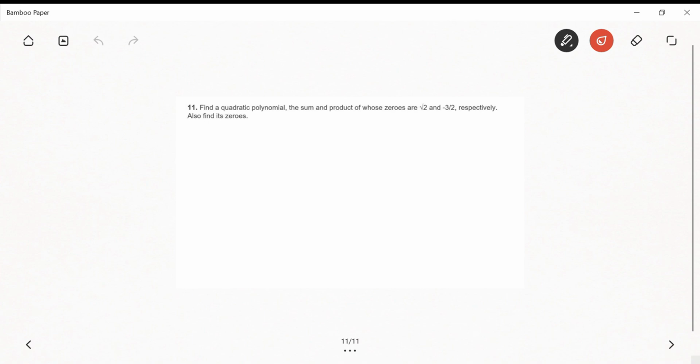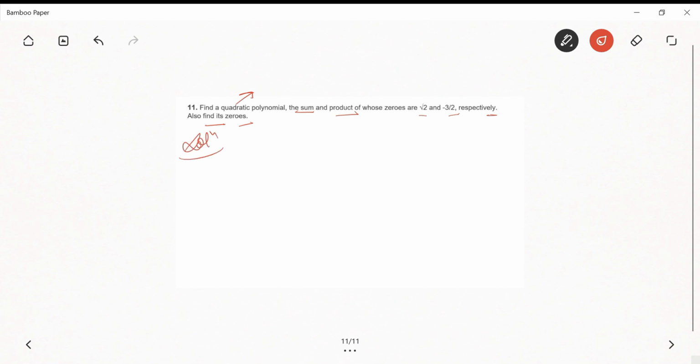Find a quadratic polynomial, the sum and product of whose zeros are root 2 and minus 3 by 2 respectively. Find its zeros. First of all, we will find out the quadratic equation, and after that we have to find out the zeros as well.